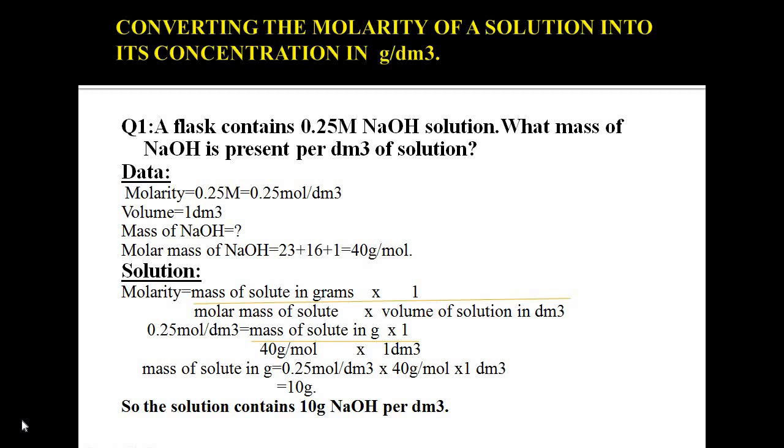For example, a flask containing 0.25 molar NaOH, this is the molarity of NaOH. What is the mass of NaOH? Mass of NaOH is equal to question mark. Then per dm cube of a solution means the volume of solution is 1 dm cube. So everything is clear in the question, and whenever mass is asked or given, you have to find out the molar mass first.